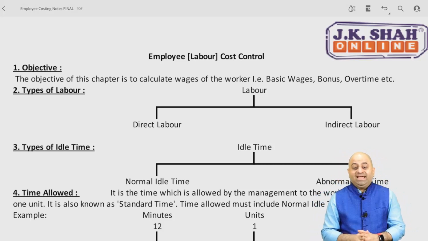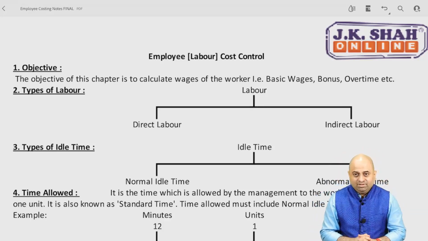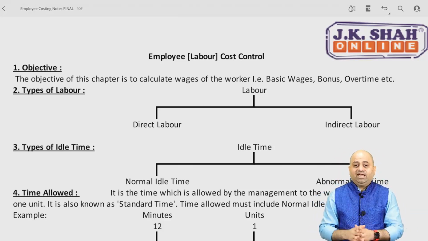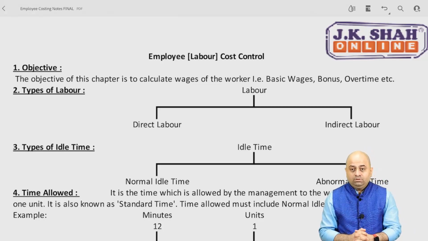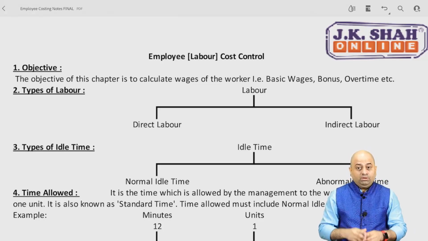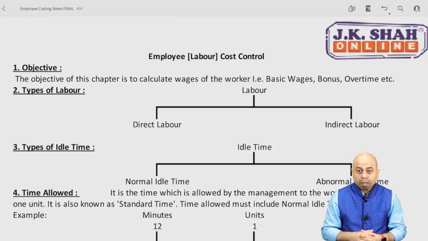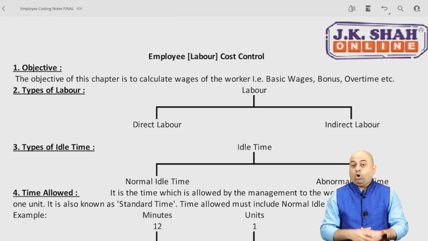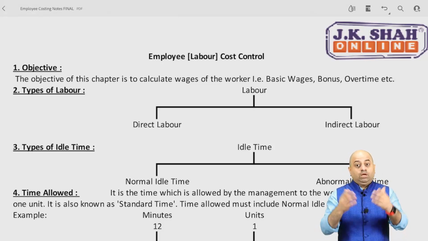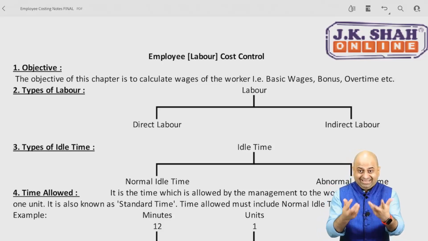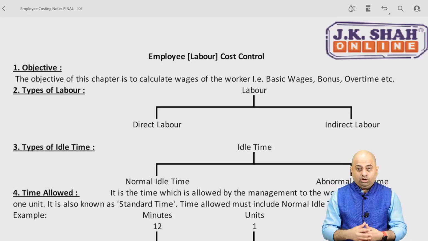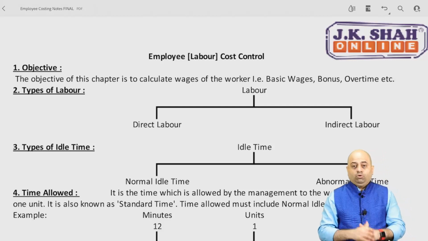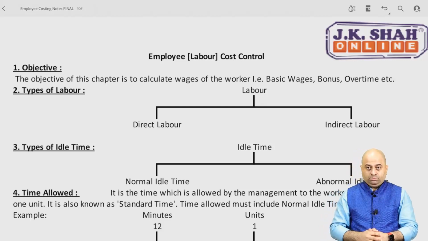Abnormal idle time is an unplanned waste of time. I repeat that once again. Abnormal idle time is an unplanned waste of time. The reason could be breakdown of machines, stock out, or even lockouts for that matter. Losing the electricity in between of the work going on. These are a few of the reasons why abnormal idle time happens.